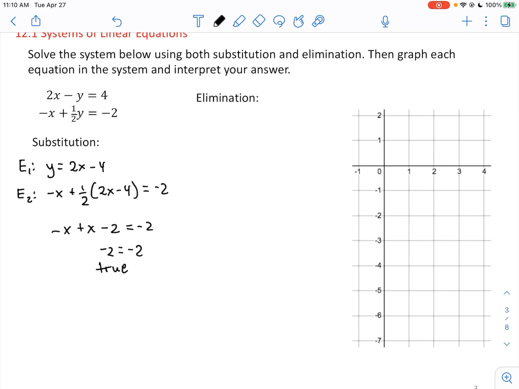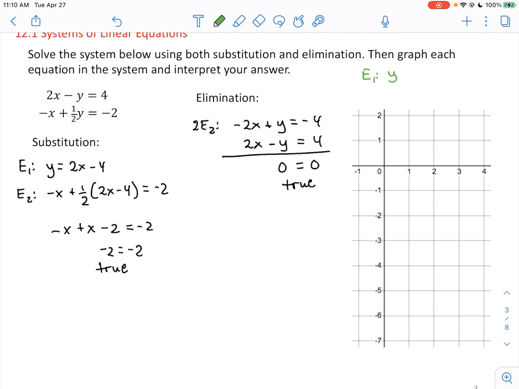Let's try elimination. If I were to try to eliminate the x's, then I would want to double equation 2. Doubling equation 2 gives me negative 2x plus y equals negative 4. And then equation 1 was 2x minus y is equal to positive 4. And when you add these equations together, keep in mind my goal was to cancel the x's, but notice that the y's also cancel. We get 0 on one side and 0 on the other side. So these might be confusing findings. What did this mean about our solution? Well, let's go ahead and graph them.